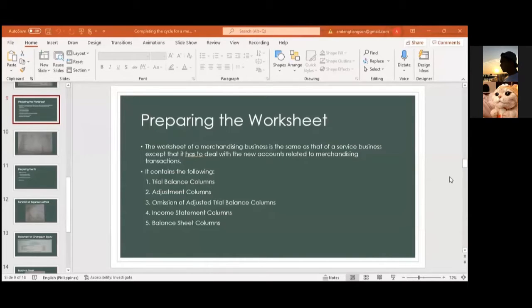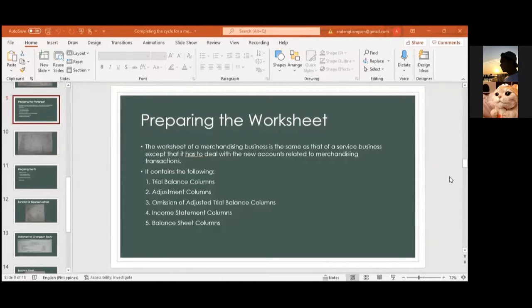So next is preparing the worksheet. The worksheet of a merchandising business is the same as that of a service business, except that it has to deal with the new accounts related to merchandising transactions. These accounts include sales, sales returns and allowances, sales discounts, purchases, purchases returns and allowances, purchases discounts, transportation in, merchandise inventory, and transportation out.